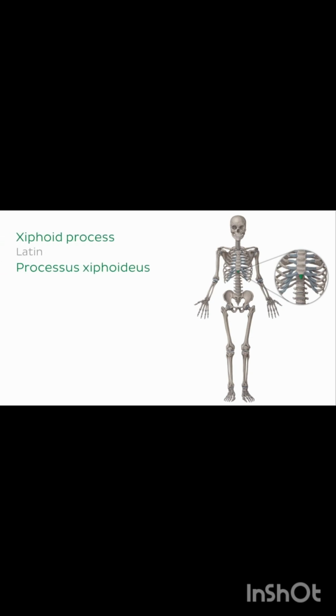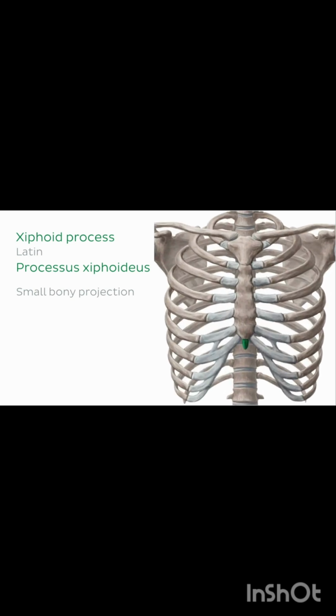So lastly, we have the xiphoid process of the sternum, which is a small bony projection as you can see in our image on the right. If we zoom in slightly, we can see that the xiphoid process possesses demifacets for part of the 7th costal cartilages. It also articulates with the sternal body.